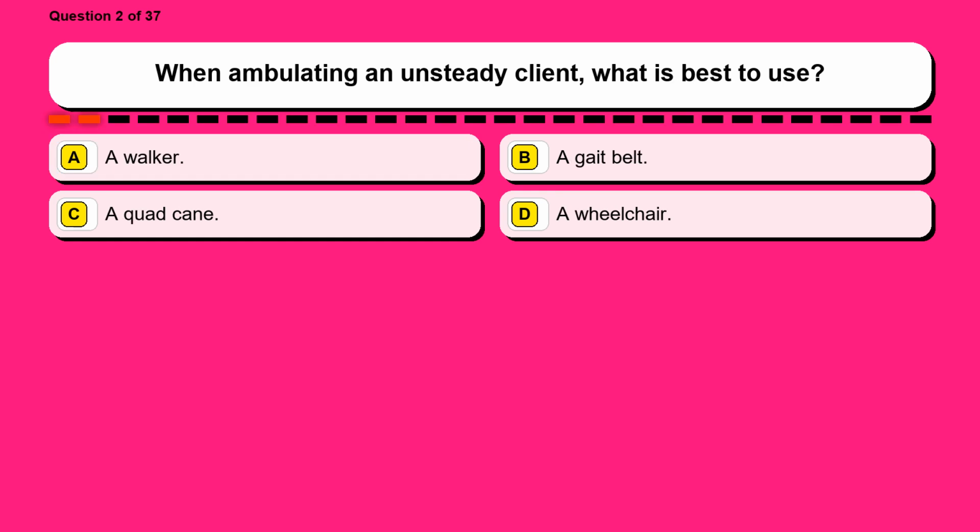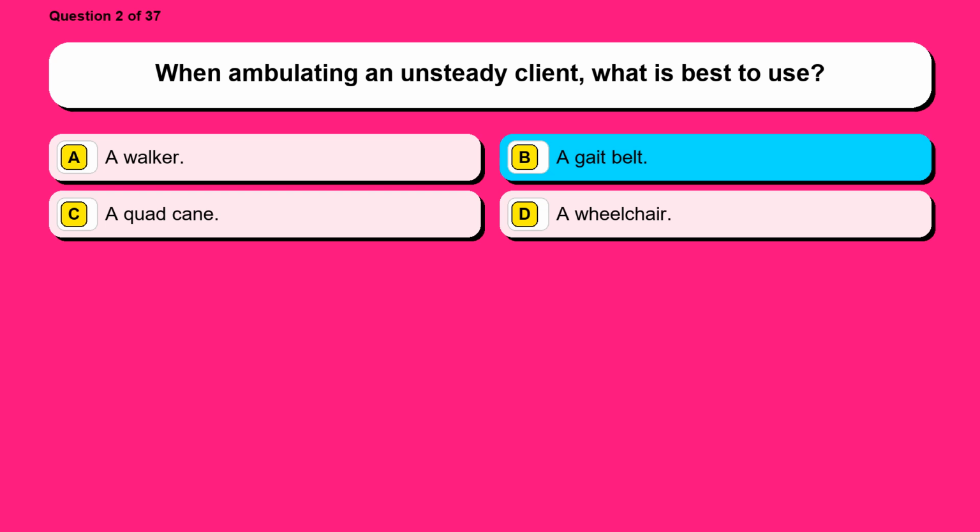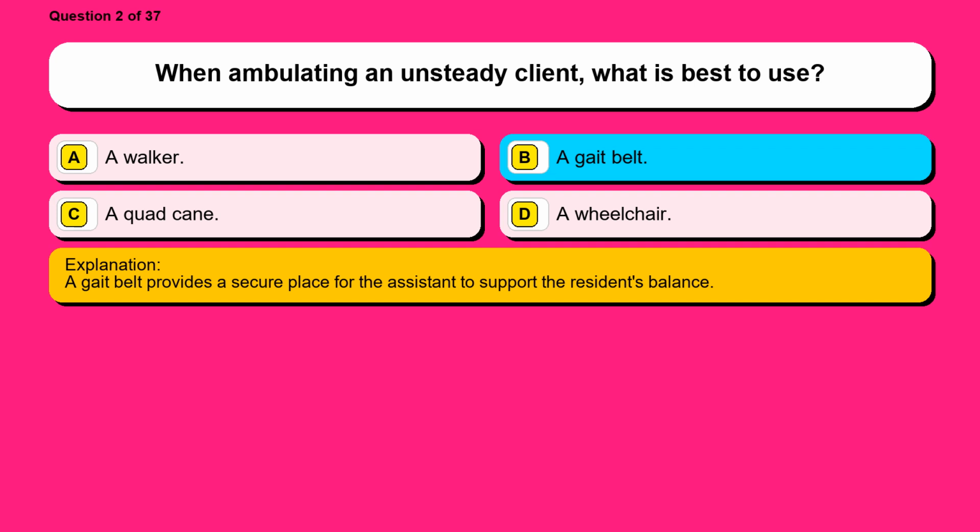Question 2. When ambulating an unsteady client, what is best to use? Option A. A walker. Option B. A gait belt. Option C. A quad cane. Option D. A wheelchair. The correct answer is option B. A gait belt. A gait belt provides a secure place for the assistant to support the resident's balance.